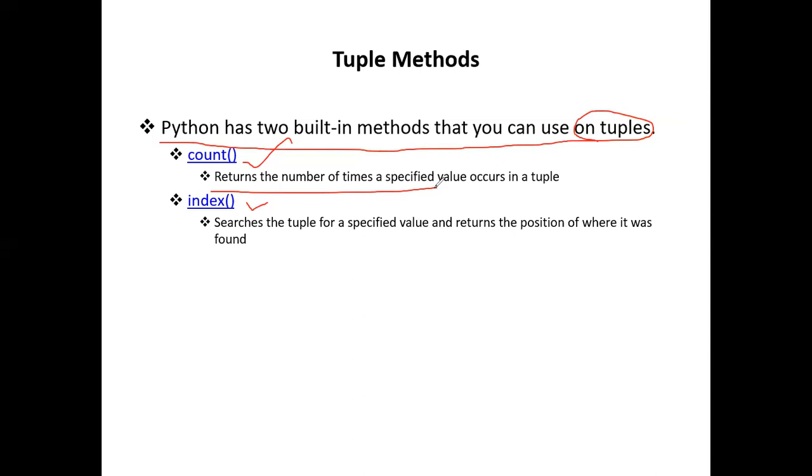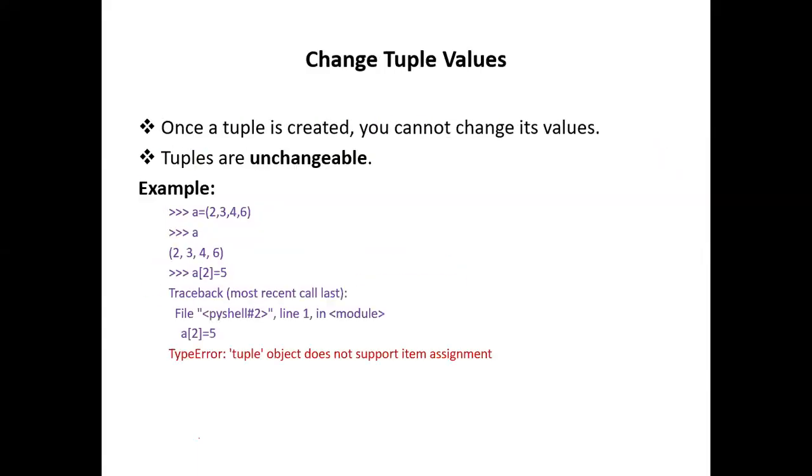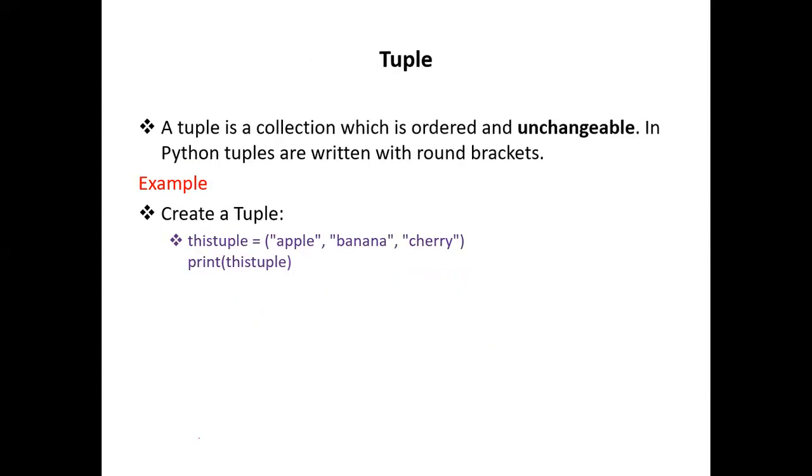Now what about index? It searches the tuple for a specific value and returns the position of where it was found. Yes, it's simple. Index means it will give us the index of the element in the tuple. That's it. Clear? So this is the basic tuple concept.